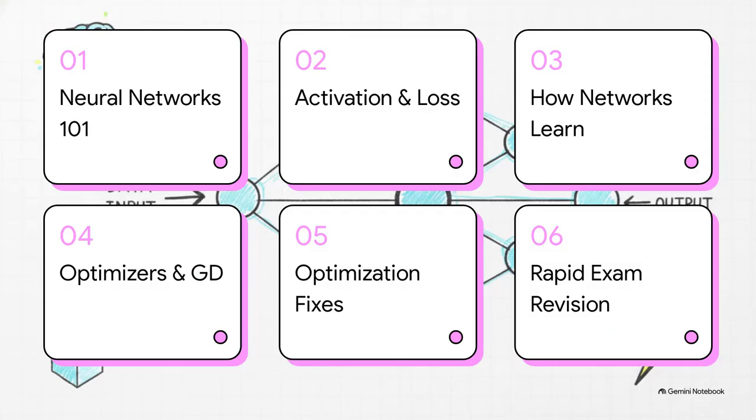Here's our survival roadmap for today. We're hitting Neural Networks 101, activation and loss functions, how neural networks learn, gradient descent and optimizers, conquering optimization challenges, and finally, a rapid exam revision. We're taking you step by step from the absolute basics of a single artificial neuron, all the way up to mastering those advanced optimization fixes.